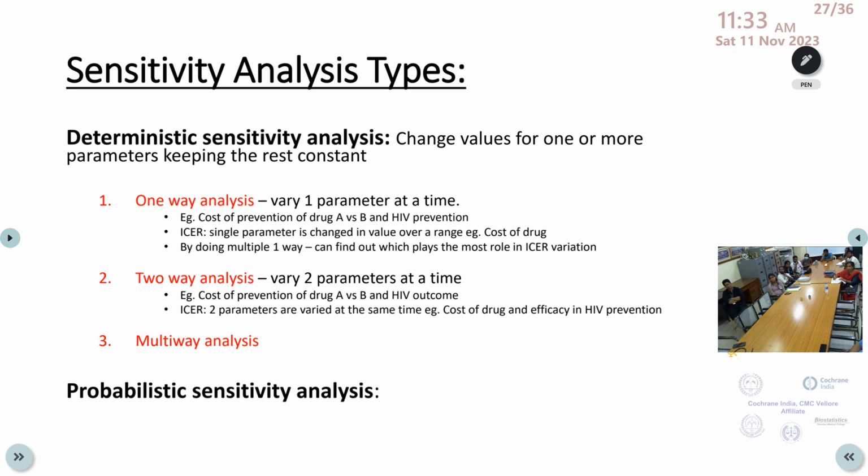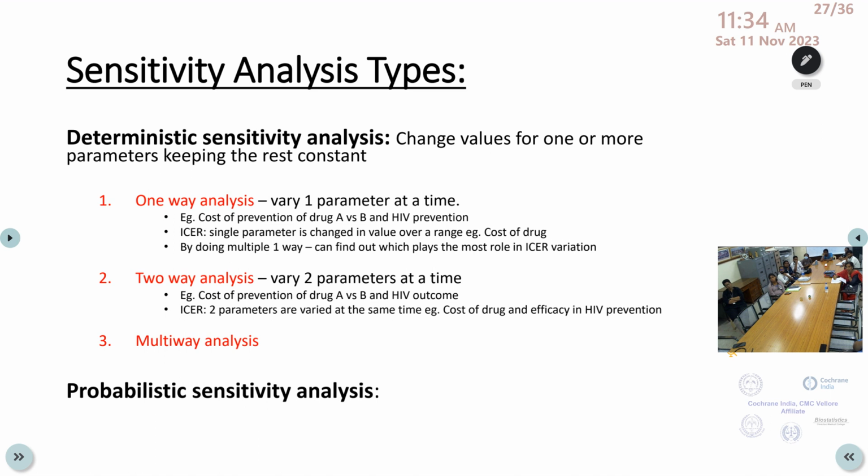Now imagine drug A costs 10 rupees, and we calculate the cost as 10 minus 5 for drug A and drug B, and the effectiveness is 90 and 50, so 0.9 minus 0.5, and you get a value. Now if the cost of drug A goes from 10 to 500, because the cost may vary, will the outcome be the same? When you look at only one variable, it's called one-way analysis.